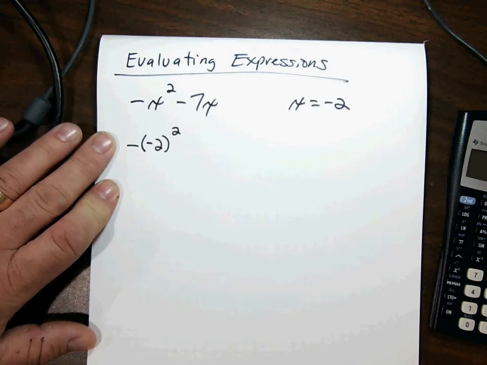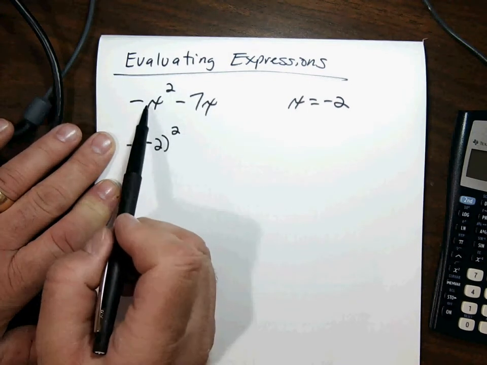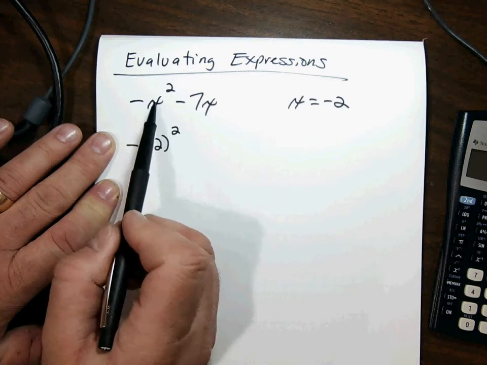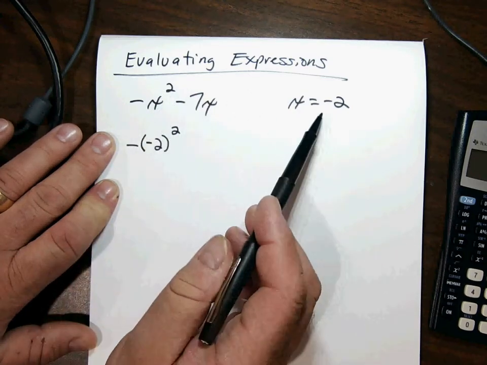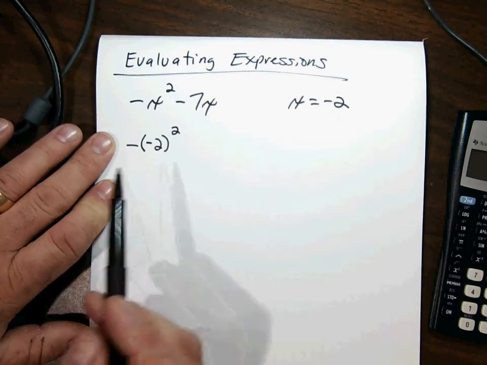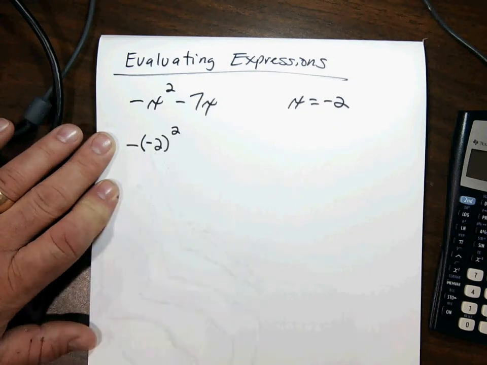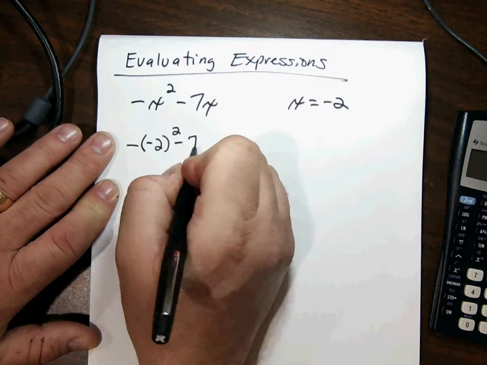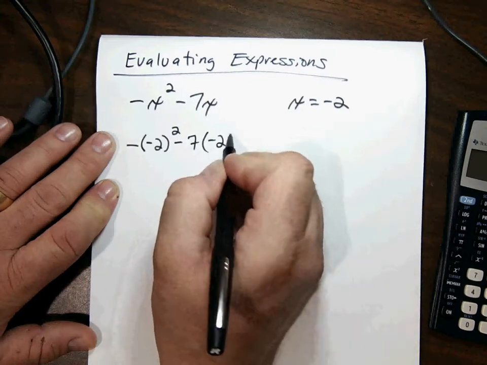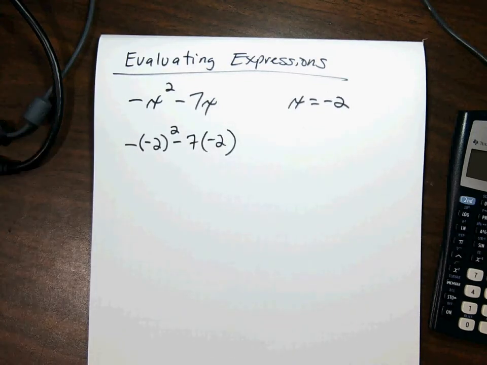I had to put in my own parentheses. There weren't parentheses there because this was just some magical letter X that was being squared. But magical letter X is a negative number, so that negative number must be squared. Okay? Minus 7 times that magical number, which is negative 2. So there's my problem. Okay, I've got negative out front, negative 2 in parentheses squared, minus 7 times negative 2.